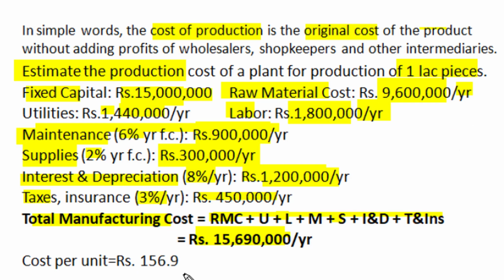And if we divide this total manufacturing cost by the number of pieces produced, 1 lakh, we will get the cost per unit of production as rupees 156 and paisa 90 only.